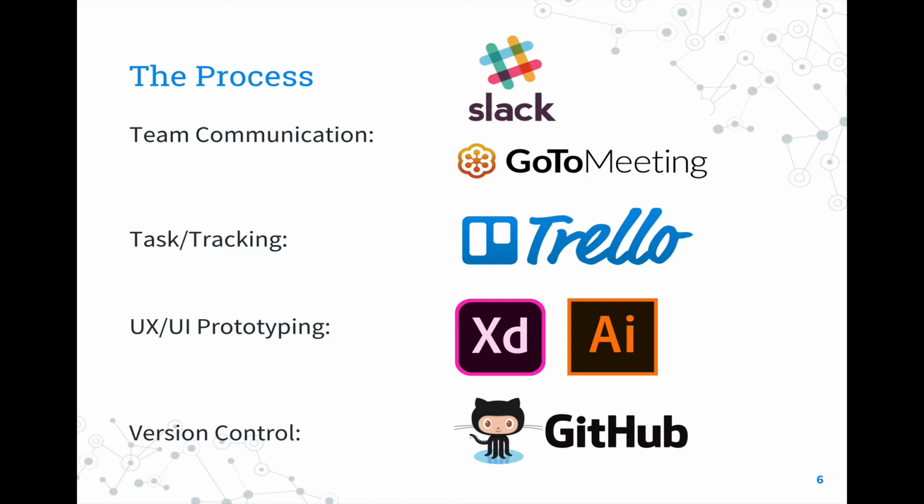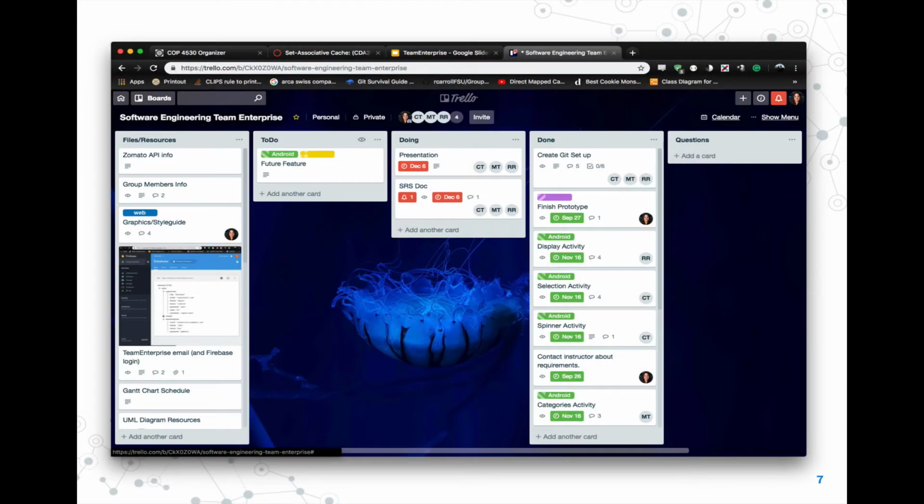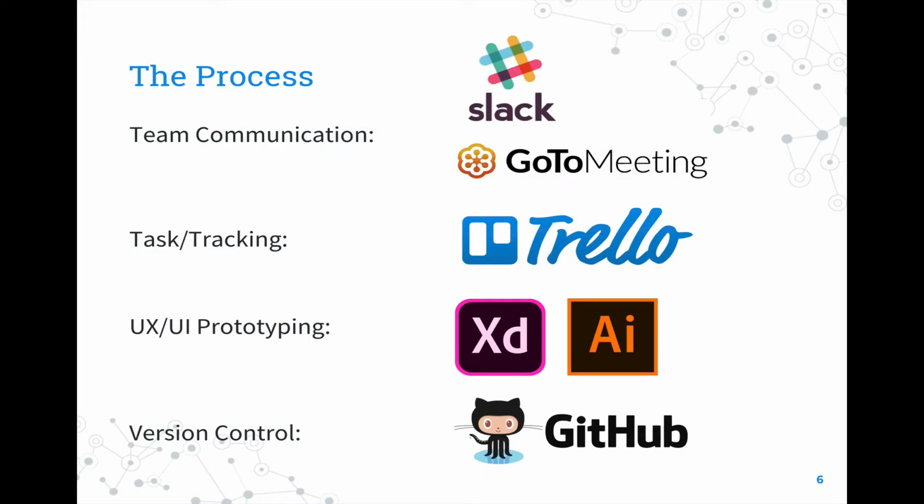We also used GoToMeeting for our live meetings when we had to periodically get together. For task tracking, we used Trello, and this was a really neat tool for us to see where we were at any given moment. You can see from the screenshot that right now we're working on the presentation and the SRS documentation. And it was also a great way to keep files and resources in one place, or links to those files and resources. You can see on the left, we kept everything from group member info to a link to the prototype to flowcharts that were used and so on.